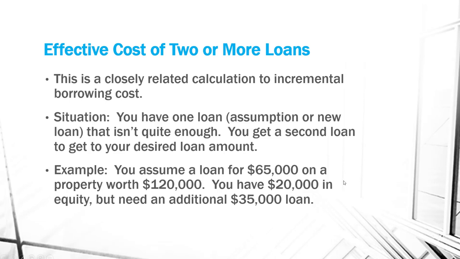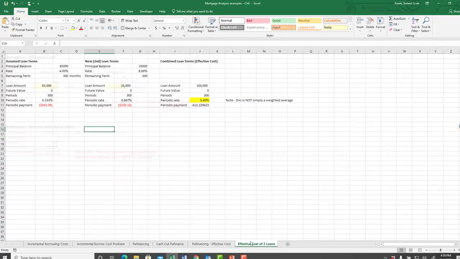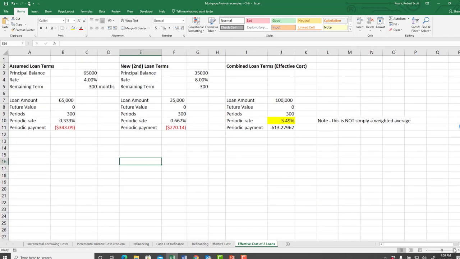So again, let's go to the spreadsheet to wrap this thing up. We're going to go to this last tab and I'll talk through calculations here. So with a $65,000 loan, let's assume that it's a 4% interest rate over the next 25 years. You guys know how to compute all this stuff and get the payment. Let's assume that that next piece, the $35,000 loan, has a higher interest rate, 8%, again over 25 years. And here is our cash flows for that. We're going to be making in particular a $270 payment.